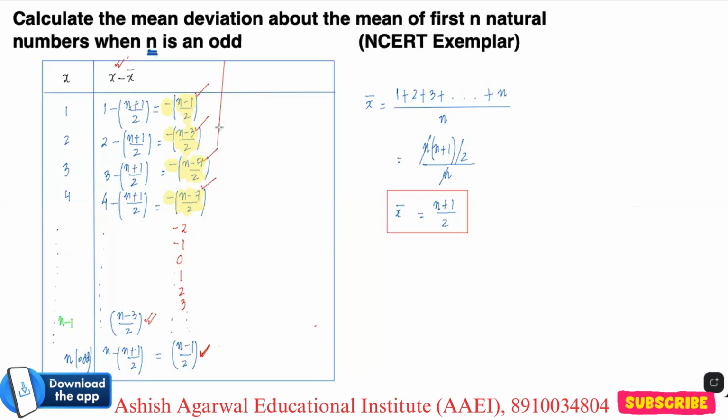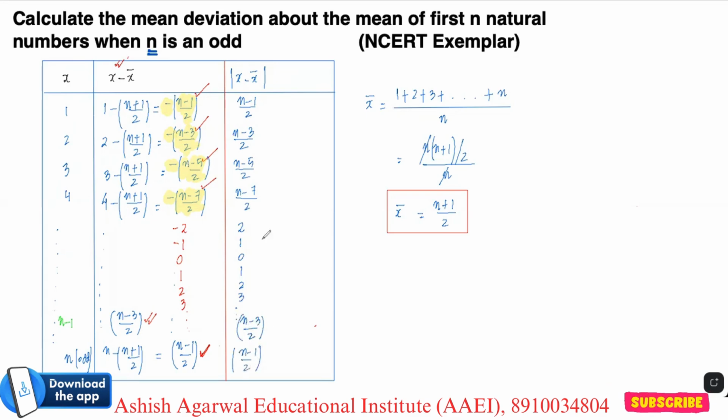But when we calculate the mean deviation about mean, we need only the positive, that is the modulus value, if you recall the formula. So now if I calculate mod of x minus x bar, I have n minus 1 by 2, n minus 3 by 2, n minus 5 by 2, that is all minus sign now vanishes. This is 2, 1, 0, 1, 2, 3, dot, dot. This is n minus 3 by 2. And lastly, I have n minus 1 by 2. These are my many deviations about the mean.